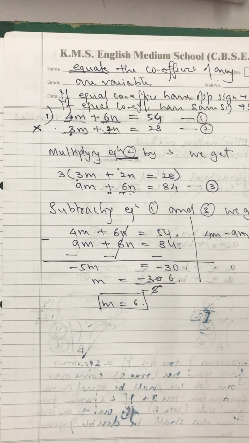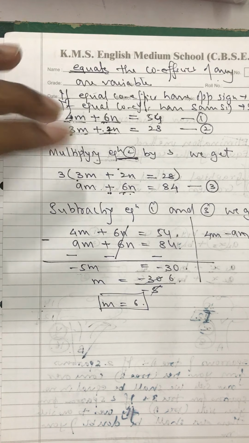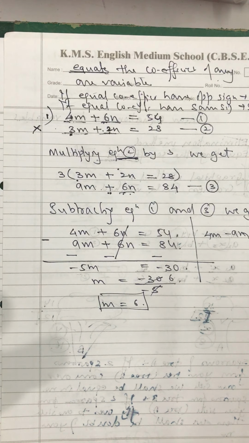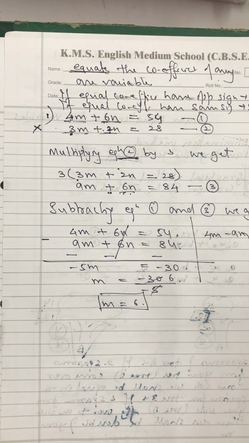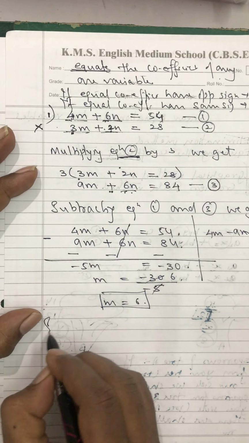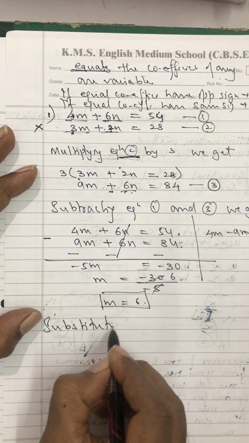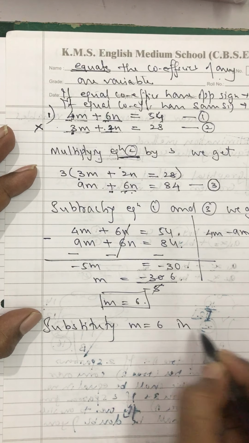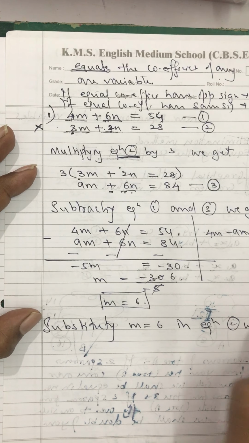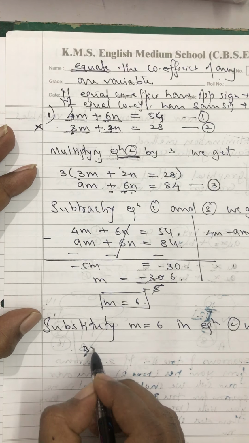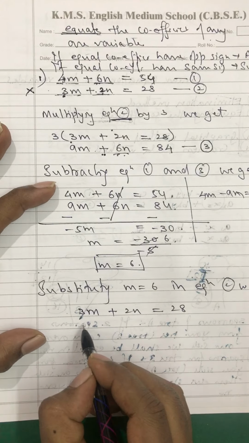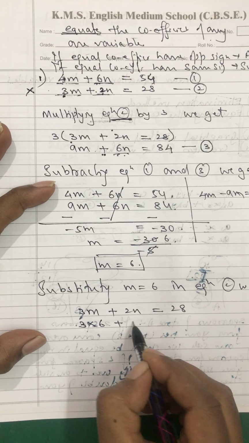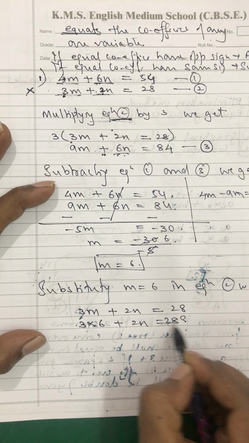Now this value of m, you can substitute in the first equation, second equation, or third equation. That's why I told you, ignore the second equation for the time being. While substituting the value of m, if you are comfortable, anywhere you substitute, you will get the same value of n. Okay. So substituting m is equal to 6 in equation 2, we get 3m plus 2n is equal to 28. With m equal to 6, 3 into 6 plus 2n is equal to 28.